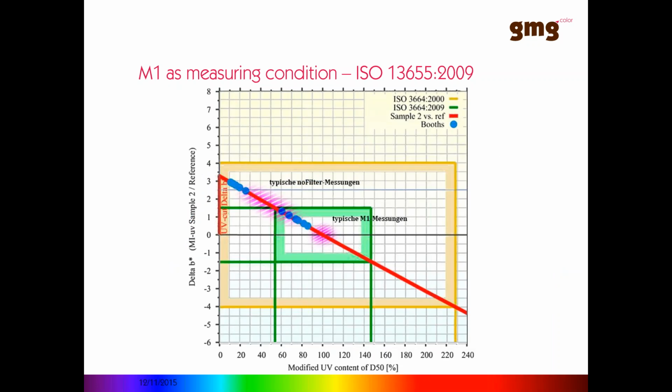So this is again the chart with the viewing booths compared to our typical measurements. So we see the spread between the different no filter measurements is significantly higher than for typical M1 measurements. And the very good part is that the M1 measurements now lie directly on our reference D50. So our measurement in M1 now totally corresponds to the viewing condition we have.